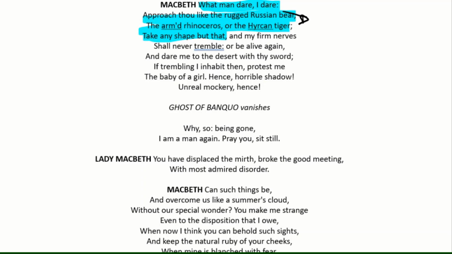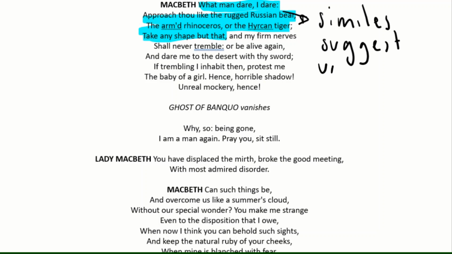So these are similes comparing what Macbeth could fight if it wasn't a ghost. The similes suggest how this unreal form, the ghost, cannot be fought.